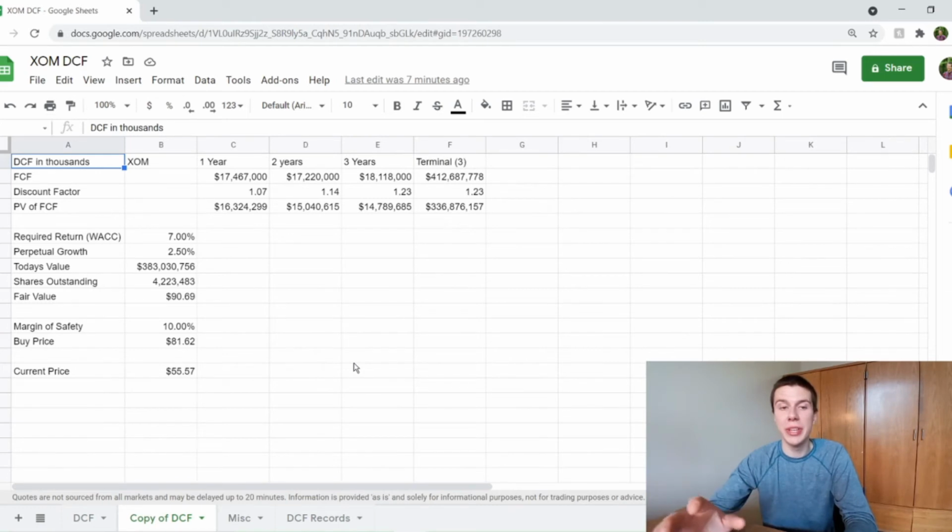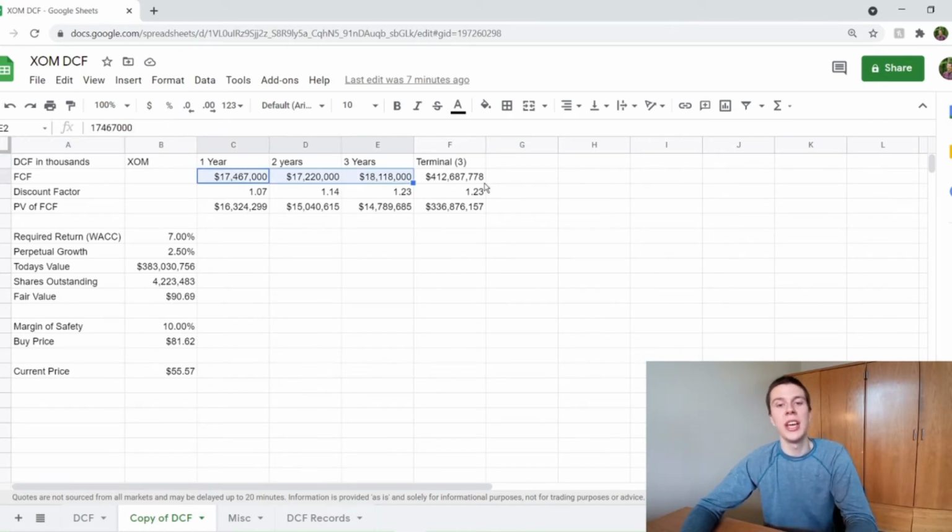So for this calculation, basically what I did is instead of finding analyst estimates of revenue and then calculating the free cash flow from that, I just found analyst estimates of the free cash flow itself, and then plopped these in there for the next 3 years, and then calculated the terminal value based off those analyst estimates as well. So this method is a little bit different.